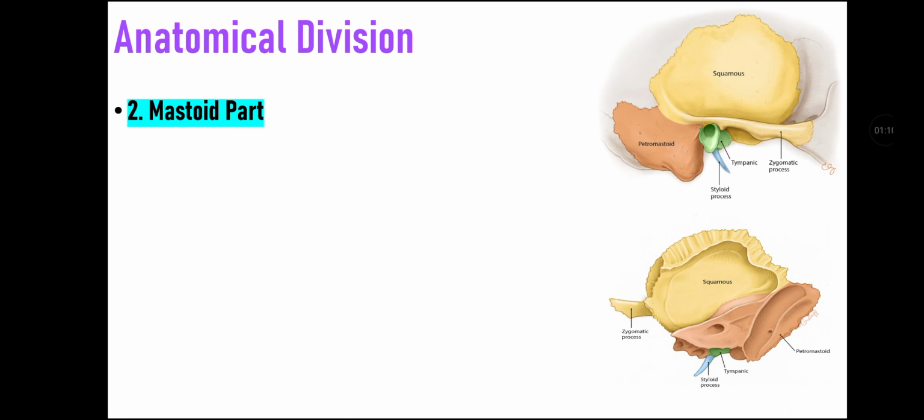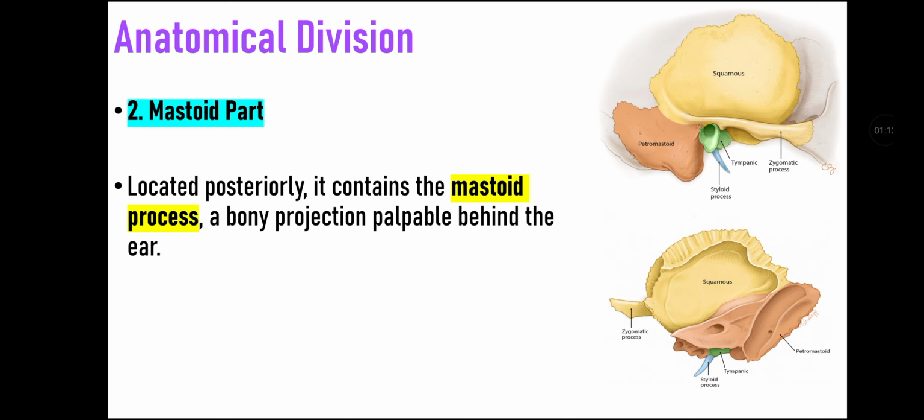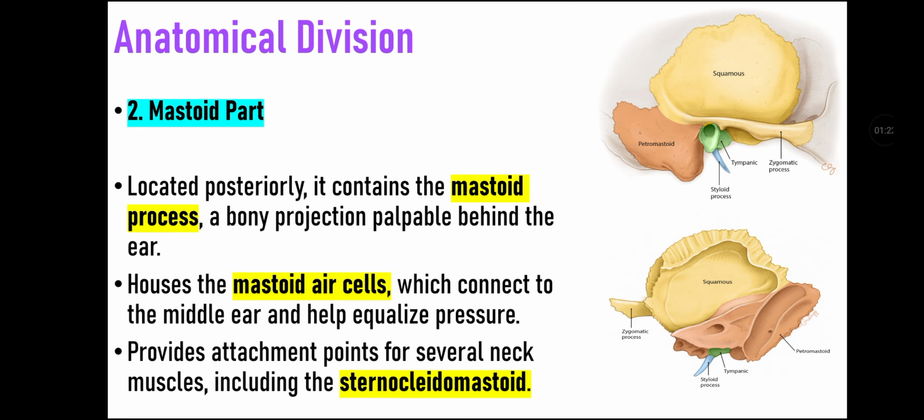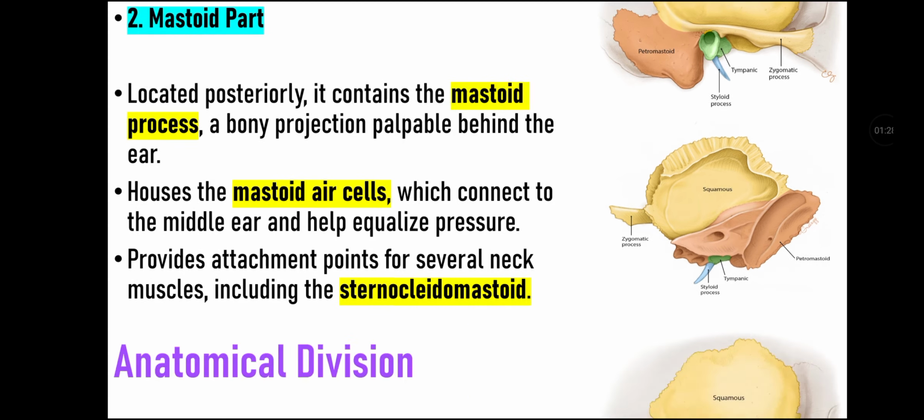Next part of temporal bone is mastoid part that is located posteriorly. It contains the mastoid process, a bony projection palpable behind the ear. Houses the mastoid ear cells which connect the middle ear and help equalize pressure. It provides attachment point for several neck muscles including the sternocleidomastoid muscle.